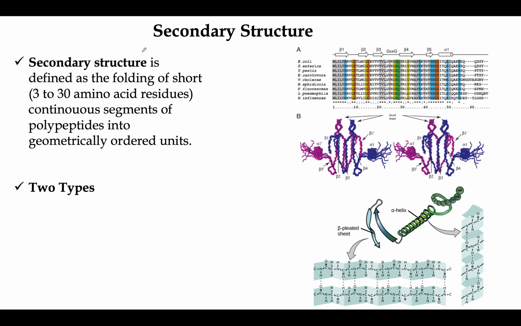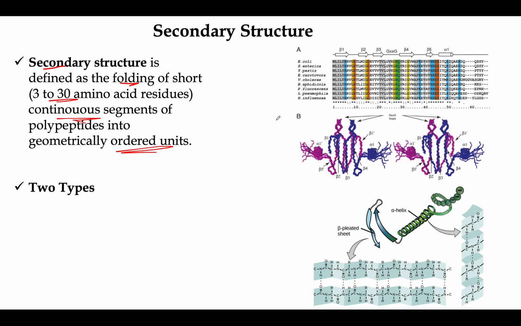Now, after primary structure, we come to the second level, which is called secondary structure. So primary and secondary. So you have a sequence of amino acids. You have a thread. This thread consists of multiple amino acids, and you are calling this thread a protein. But this thread does not exist as a thread because segments of this thread will start folding. And what is secondary structure? Secondary structure is defined as the folding of 3 to 30 amino acids into continuous segments of polypeptides into geometrically ordered units. So secondary structure is defined as the folding of short continuous segments of polypeptides into geometrically ordered units.